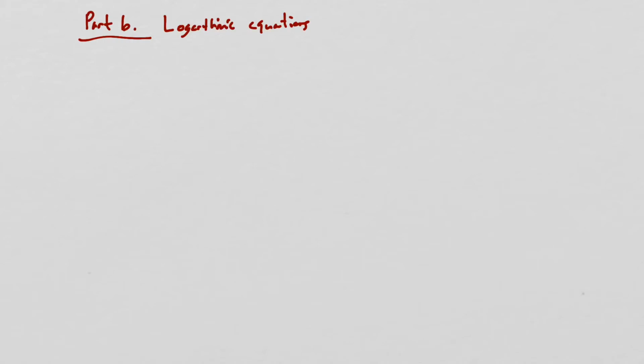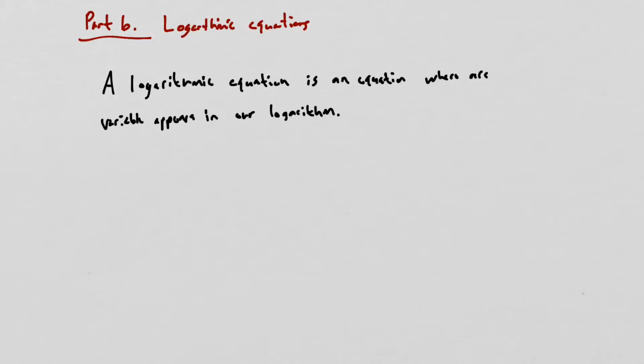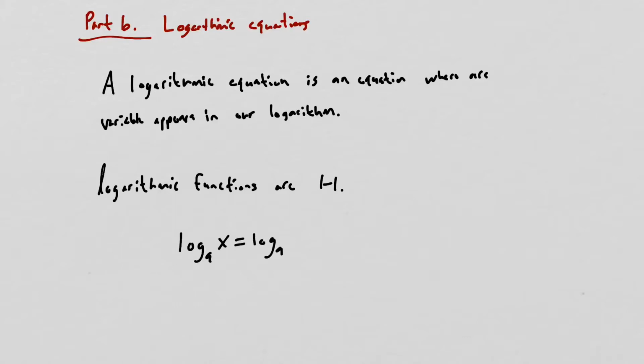Let's turn our attention to logarithmic equations and how to solve them. A logarithmic equation is an equation where our variable occurs inside a logarithm. Much like exponential functions, logarithmic functions are also one-to-one. Writing this symbolically, we say that log base a of x is equal to log base a of y implies that x is equal to y.